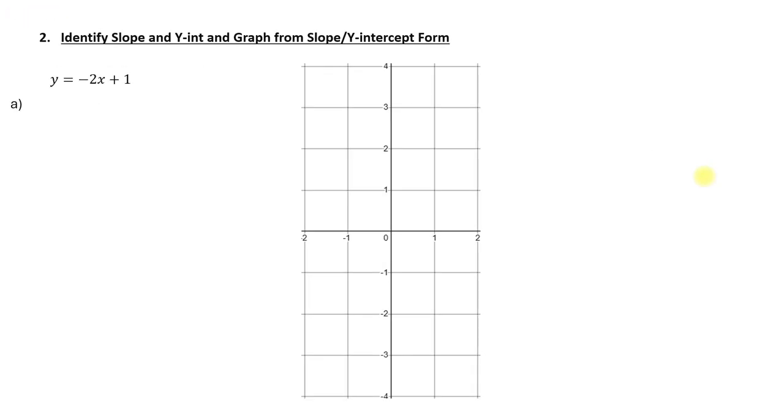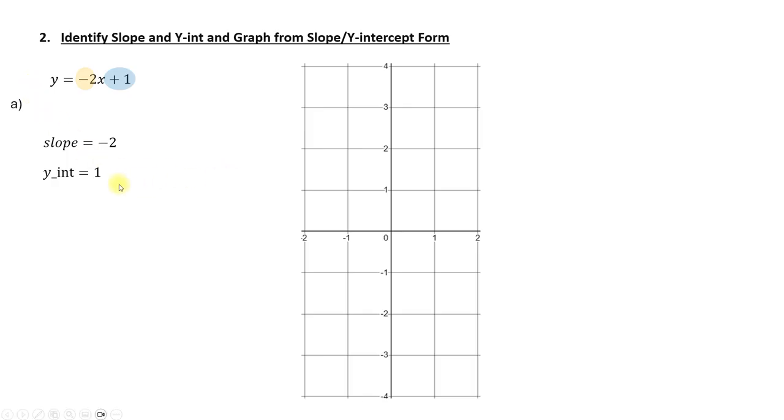Question 2. We're asked to identify the slope and y-intercept from each equation and then graph it. So here we have an equation, y equals -2x plus 1. So we're asked to use the slope and y-intercept method. So just looking at this equation, we can tell that the slope is going to be -2, and the y-intercept is going to be 1.